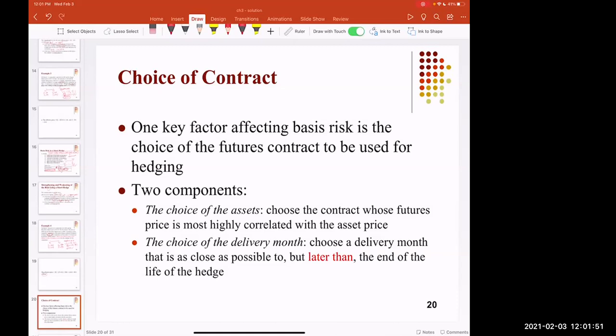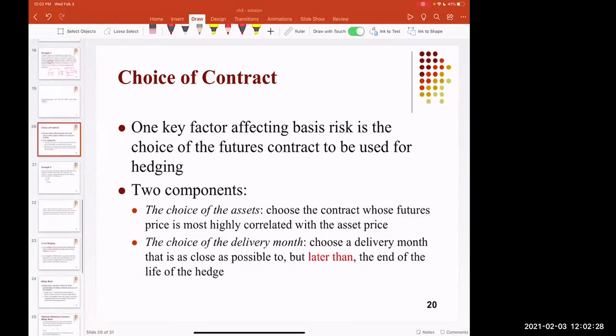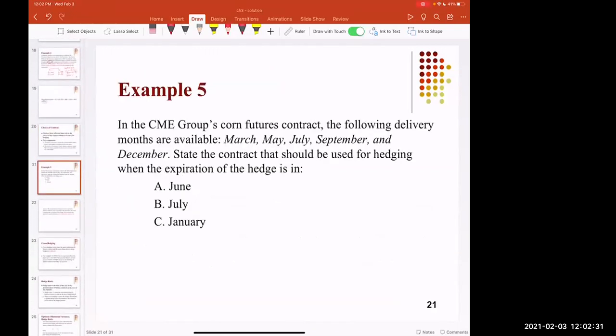The other component is the choice of delivery months. When you choose which month to deliver the assets, you should choose a delivery month that is as close as possible to but later than the end of the life of the hedge. So the hedge should end before you deliver, right? Before you decide to deliver, you can make a decision on the hedging.